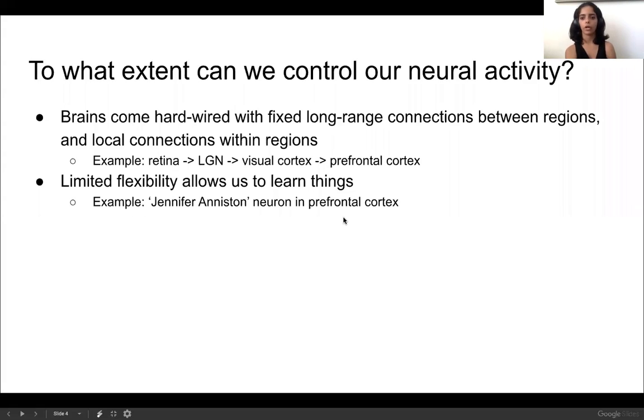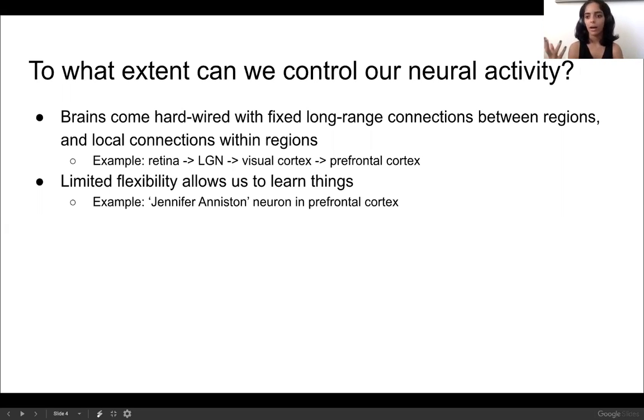So they actually had a human who was awake and they had electrodes in some part of the prefrontal cortex of this person. And they showed lots of images and words and things on the screen, and they found a neuron which would fire whenever the person saw a picture of Jennifer Aniston. And it would also fire when the person saw the name Jennifer Aniston written down in text on the screen and so on. So basically, this is a neuron which has learned a concept, Jennifer Aniston. And it fires whenever the person sees a picture of her or her name written down or movies that she's been in or something like that.